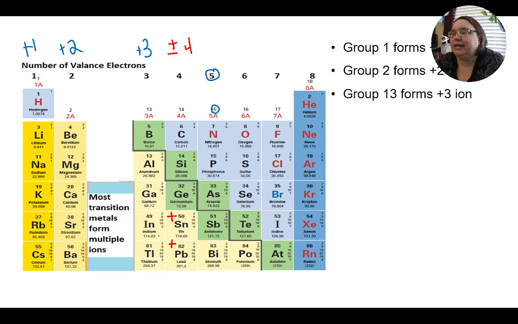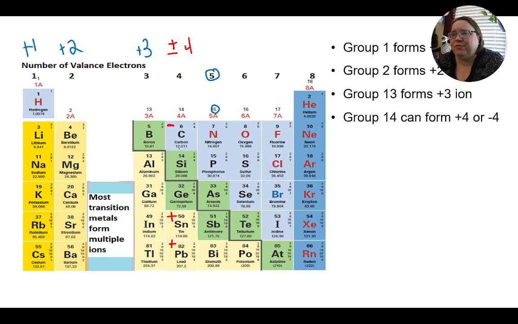We will see later where Sn and Pb, tin and lead, do some funky stuff, and they don't always form 4s, but they're always positives. And my nonmetal, carbon, when it forms an ion, is always a -4 ion. My metalloids can kind of go either way, so we ignore them for first year chem. But nonmetals are negative, metals are positive.